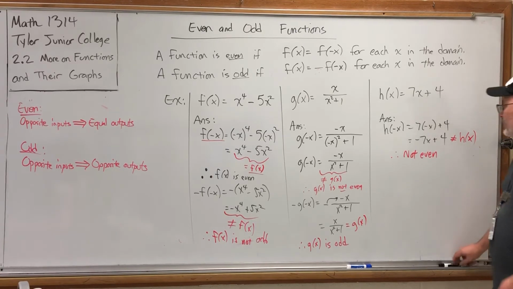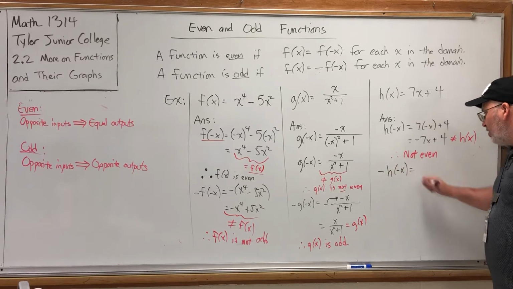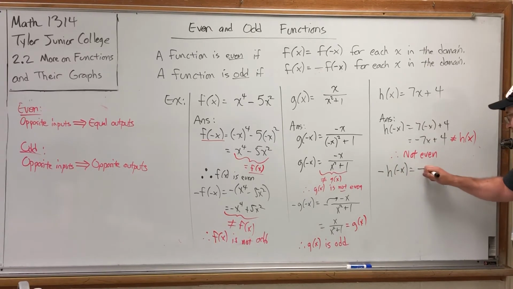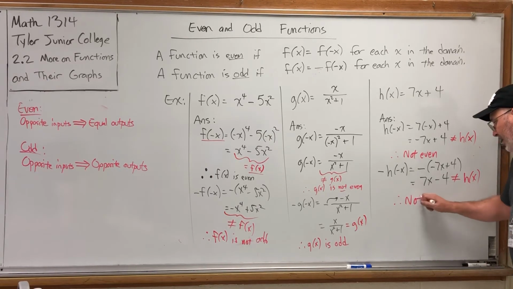But we also have to compare it to the opposite of h of negative x. So we just have to stick a negative in front of the entire result that we just got. So the negative of negative 7x plus 4. If we distribute the negative, that will turn the 7x positive, which is what was wrong in the previous one. However, when I distribute the negative, it will turn the 4 negative. And this is still not equal to the original function. So this means that the function is not odd.